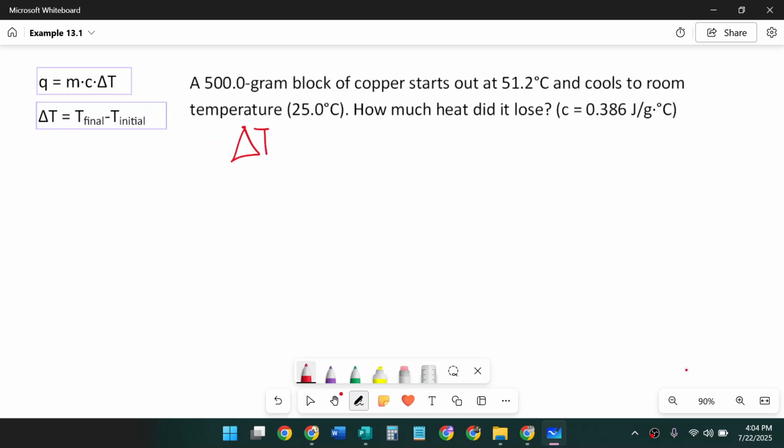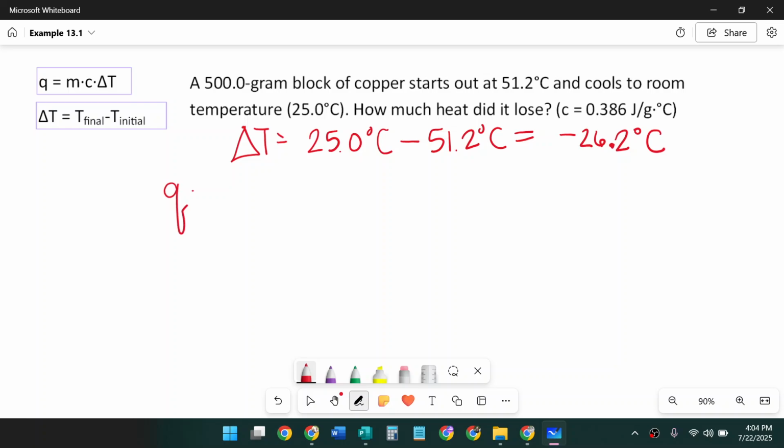So change in temperature. We always start with the final and we subtract the initial. So our final is 25.0 degrees Celsius. Our initial is 51.2 degrees Celsius. And so when we subtract those using significant figures rules, we know that they're both to the tenths place. So our answer also has to be to the tenths place. You can use a calculator, but I'm just going to move forward with writing it for quickness. 26.2 degrees Celsius, and that's negative because it cooled off, so it lost temperature essentially. Now we have all the pieces we need.